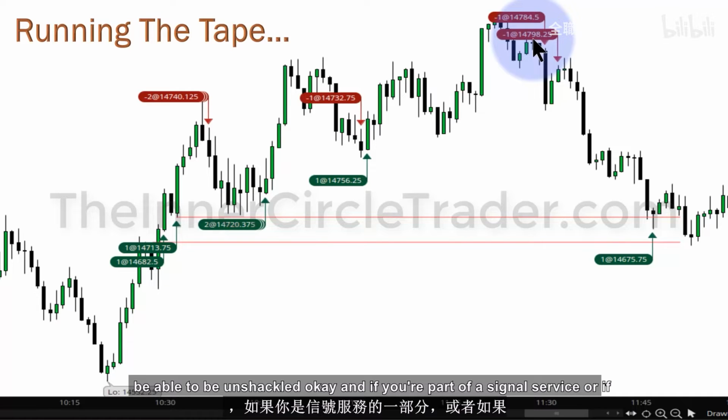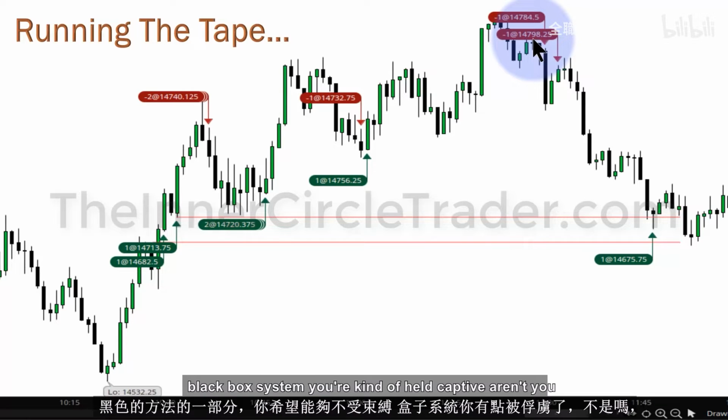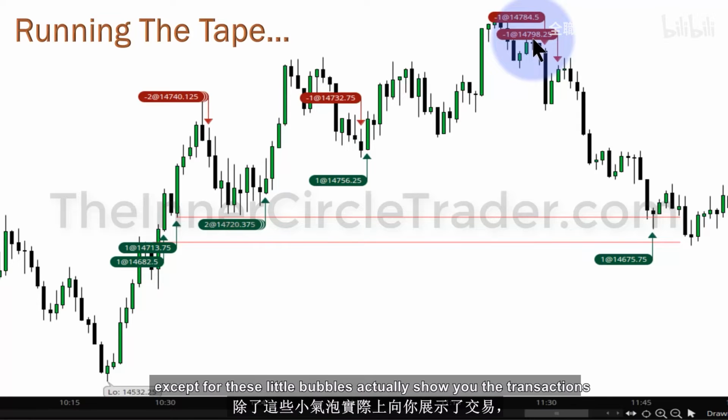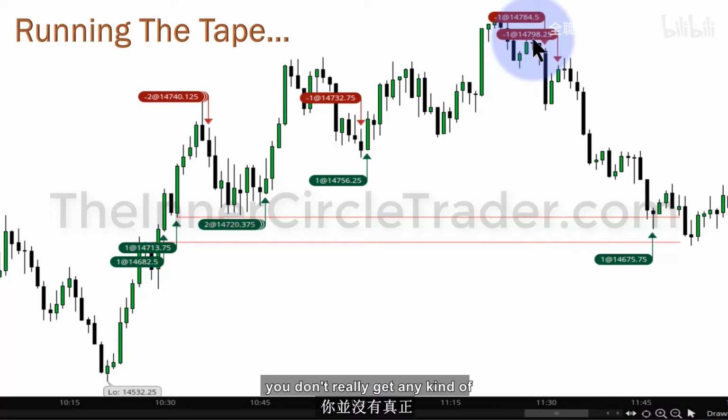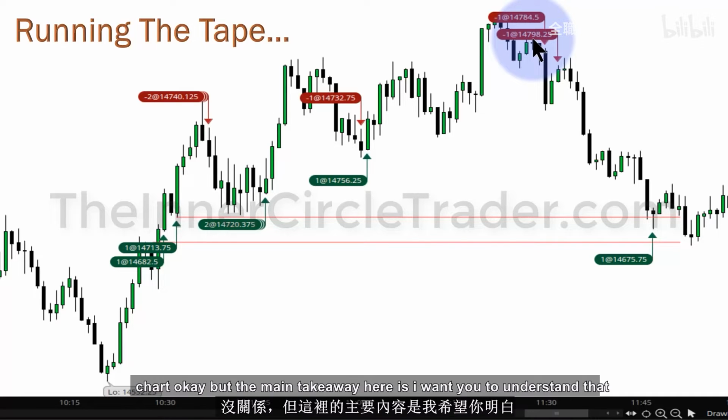And if you're part of a signal service, or part of an approach that requires you to use a black box system, you're kind of held captive, aren't you? So if you look at this chart, it is clean, except for these little bubbles that actually show you the transactions. You don't really get any kind of distortion from your reading of price action. I don't have a lot of graffiti on the chart, okay?